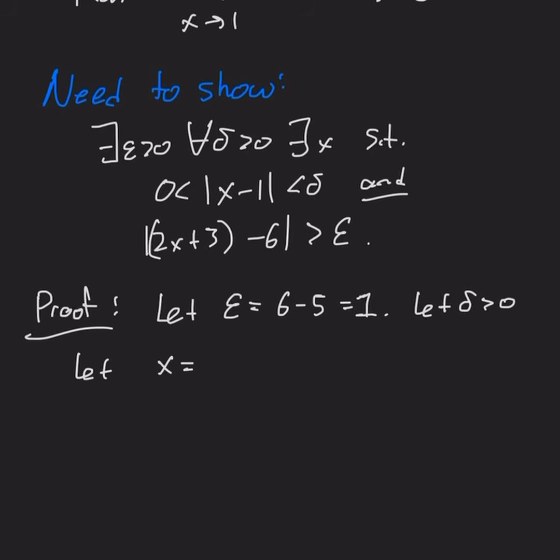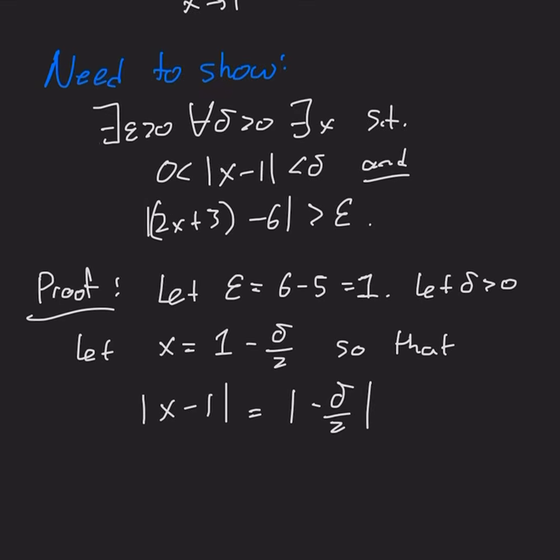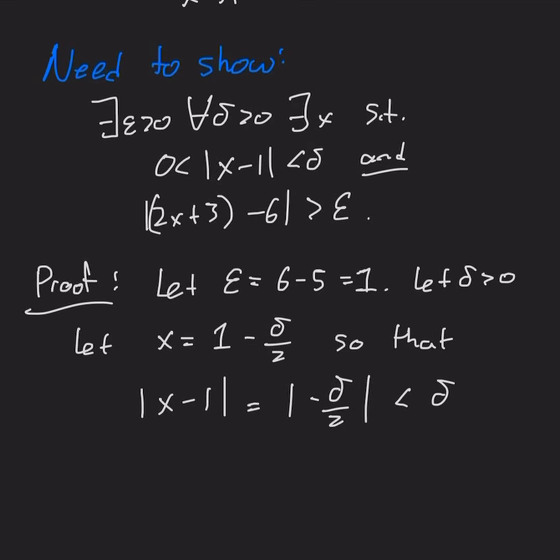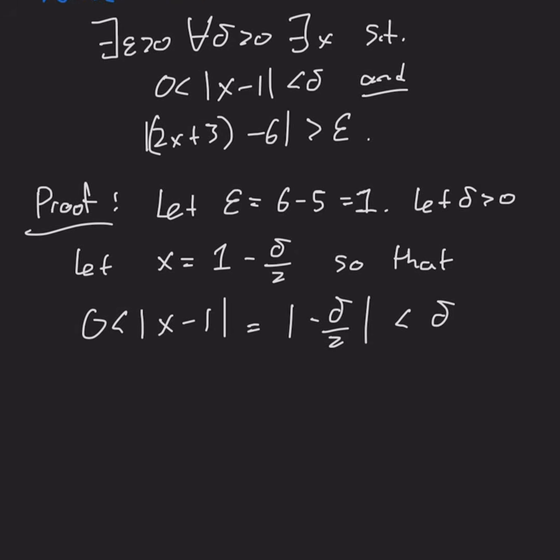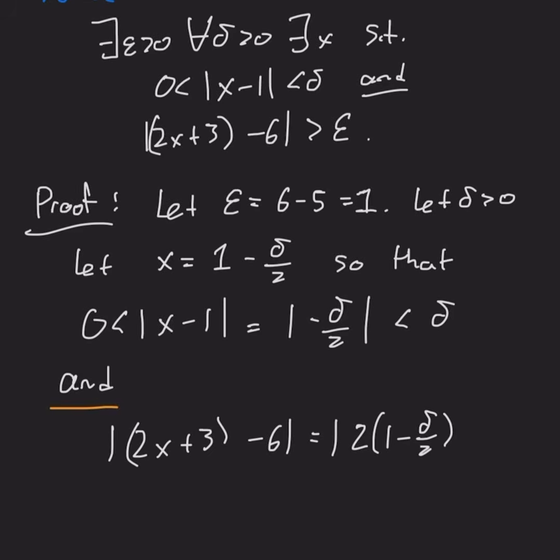I'm going to pick my x to be 1 minus delta over 2, so that |x minus 1| is just the absolute value of negative delta over 2, and that's going to be less than delta and greater than 0. Okay, and if we plug that into our function, the absolute value of 2x plus 3 minus 6 is |2 times (1 minus delta over 2) plus 3 minus 6|.